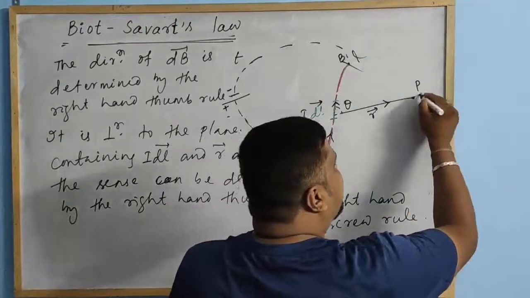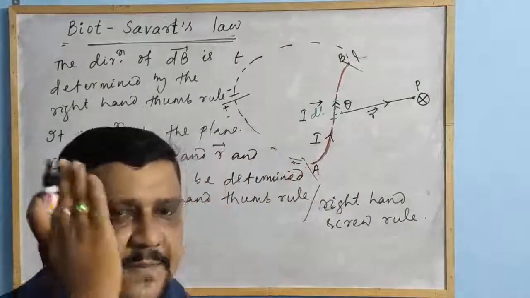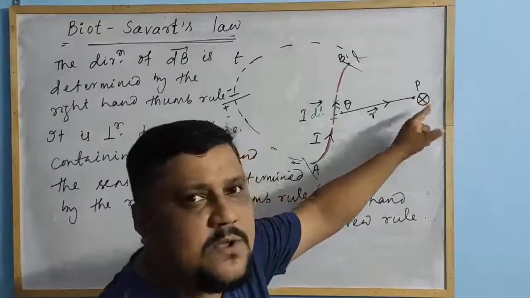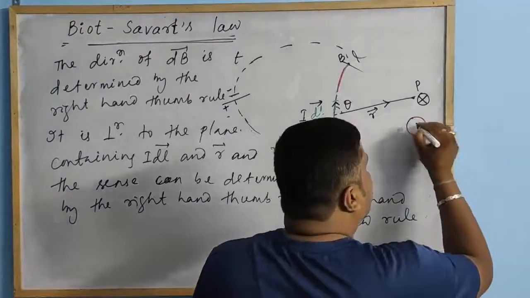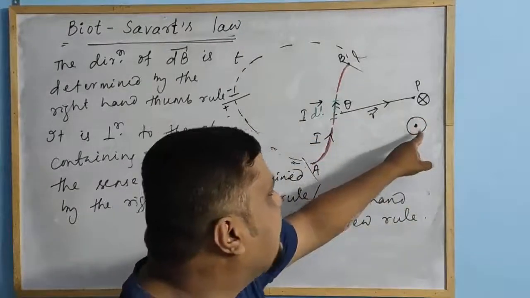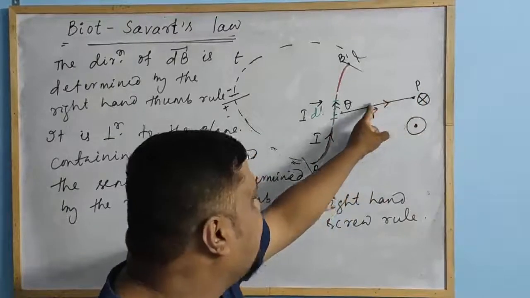So to represent that perpendicular inward, the magnetic field I can put like a cross. If a magnetic field is perpendicular outward, we can show it with a dot. It means perpendicular to the plane outward, or perpendicular to the plane inward. So in this figure, it is like that.